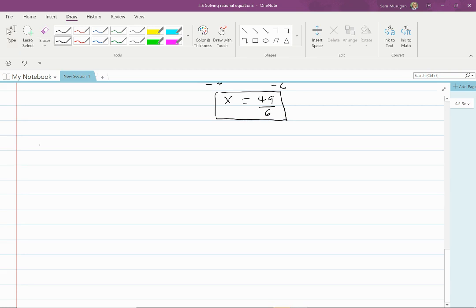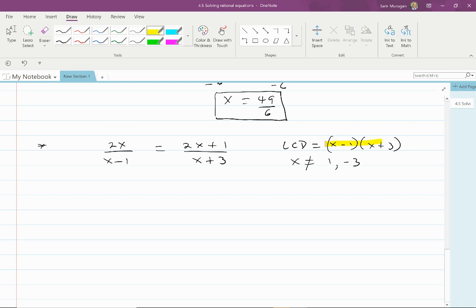One more example. 2 over x minus 1 is equal to 2x plus 1 over x plus 3. So the LCD now is the product of the denominators, which is x minus 1 times x plus 3. And x cannot equal 1 or negative 3, because those values would make the denominator 0. So everything gets multiplied by this LCD that we established.